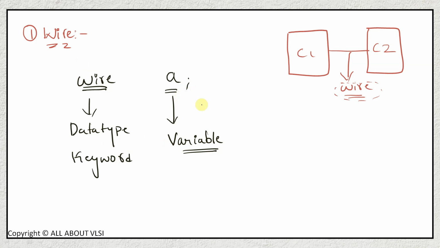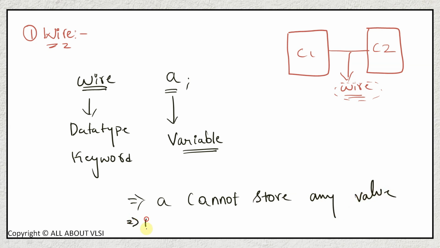Using this, a cannot store any value. We can drive the values into a. We should use the assign keyword when we want to drive any values into variables of wire data type. Use the assign keyword.